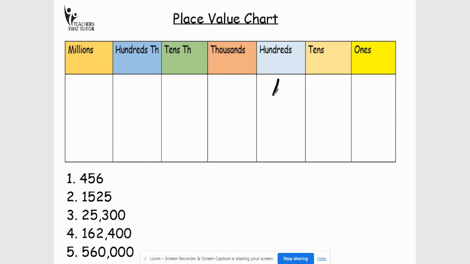456. So we're going to need to put 4 in the hundreds, 5 in the tens, and 6 in the ones. And the children need to know that this is not the number 4. This represents 4 hundreds. This represents 5 tens, which would be 50. And this represents 6 ones. So that one's done. Let's have a look at number 2.